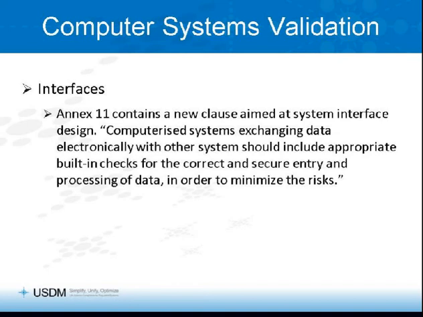When you have interfaces between systems, so you have an ERP system talking to your PLM system or a lab system talking to a LIMS system, there's a new clause in Annex 11 that says that interface design, it's aimed at interface design. It says computerized systems that exchange data electronically with another system should include appropriate checks for the correct and secure entry and processing of data in order to minimize the risk. What does that mean? That means that you need to make sure that data crossing that interface is not corrupted, that it comes across as it was planned to come across. And when they're developing those interfaces, when they're designing those interfaces, they need to take into account what you need to use that interface for, and it must be designed and documented appropriately during the design phase.